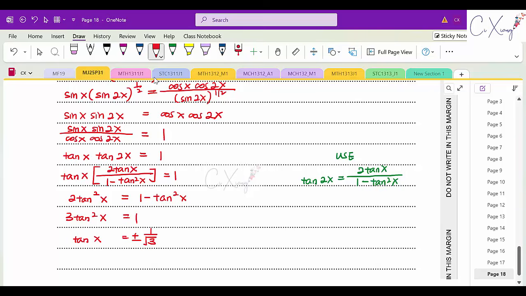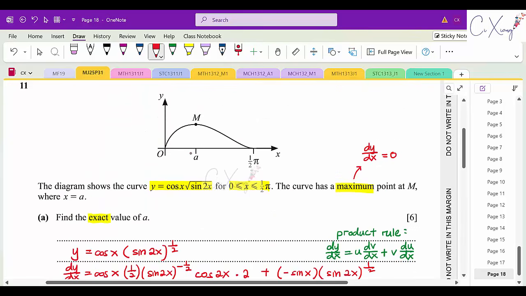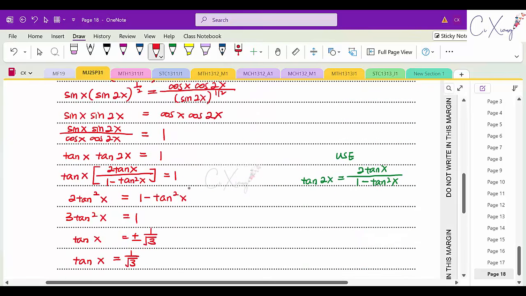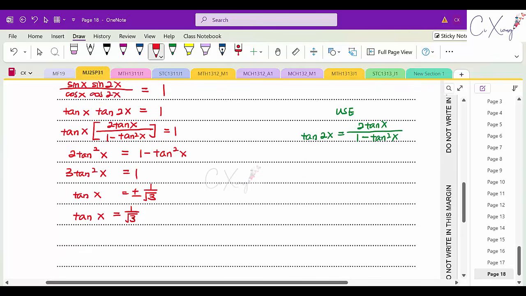And they want the exact value of the a, right? Okay, so for me, I will only consider the answer for tan x equals to positive 1 over square root 3. Because when tan x equals negative 1 over square root 3, the answer is in the fourth quadrant. And very obviously, my answer here is a positive value, right? So it should be in the first quadrant. Therefore, I only consider the positive value here.